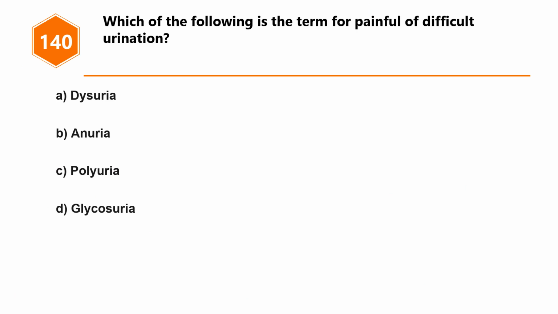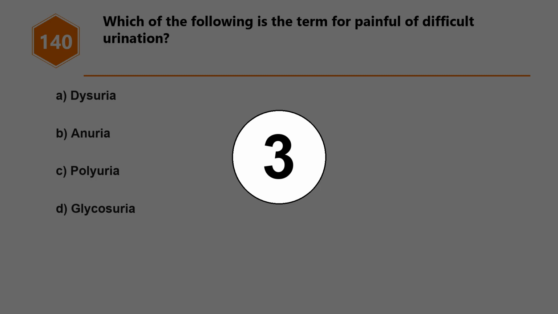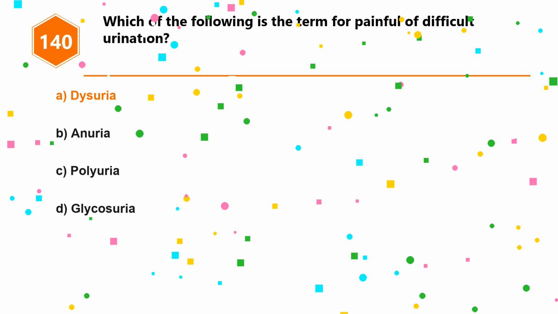Question 140. Which of the following is the term for painful or difficult urination? Option A, dysuria. Option B, anuria. Option C, polyuria. Option D, glycosuria. The correct answer is option A, dysuria.